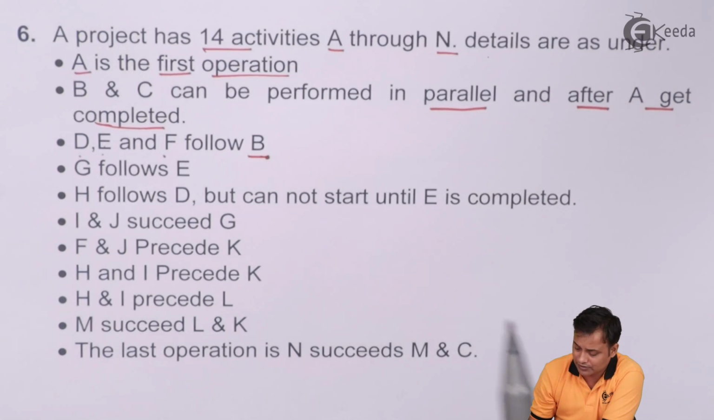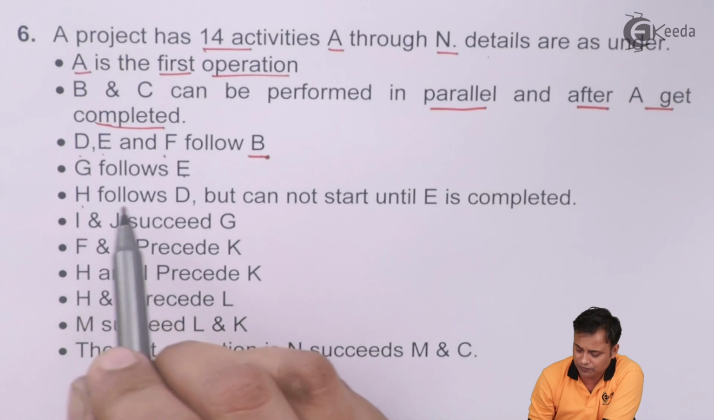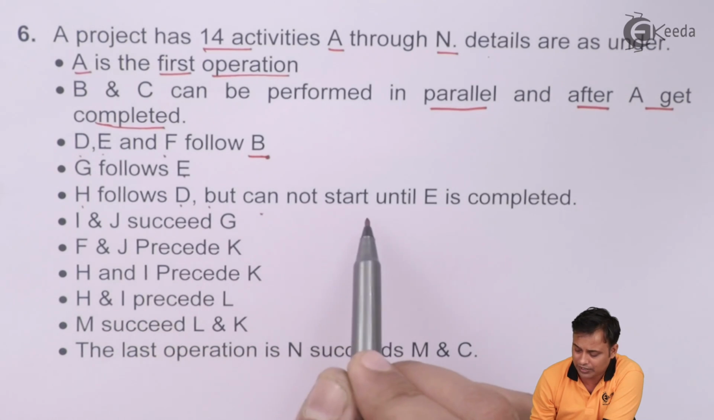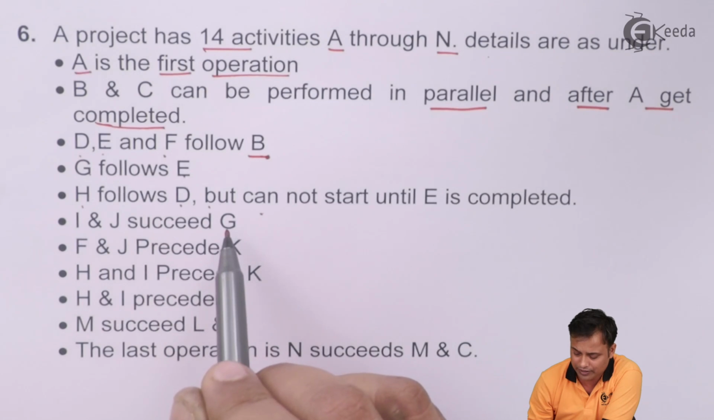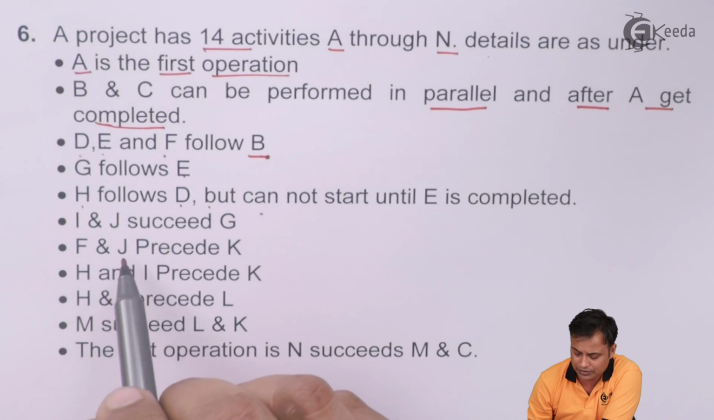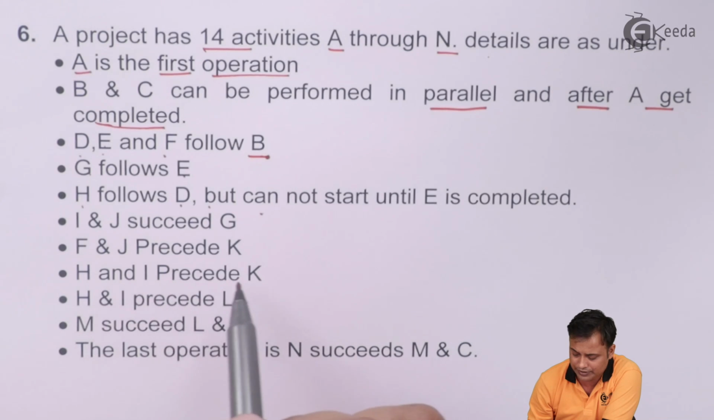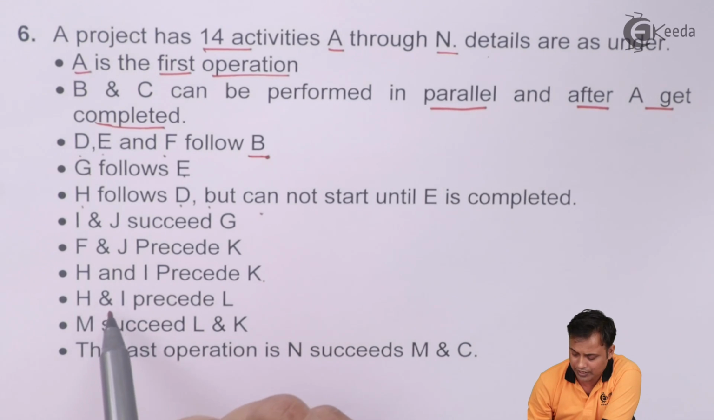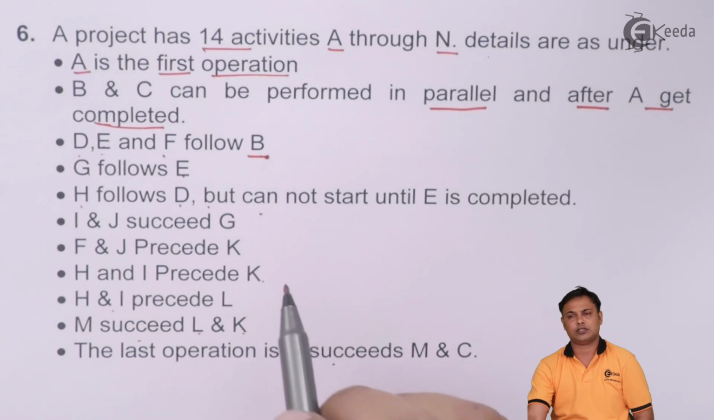The next thing is G follows E, H follows D but cannot start until E is completed. I and J succeeds G, F and J precedes K, H and I precedes K, H and I precedes L, M succeeds L and K, and the last operation is N succeeds M and C.